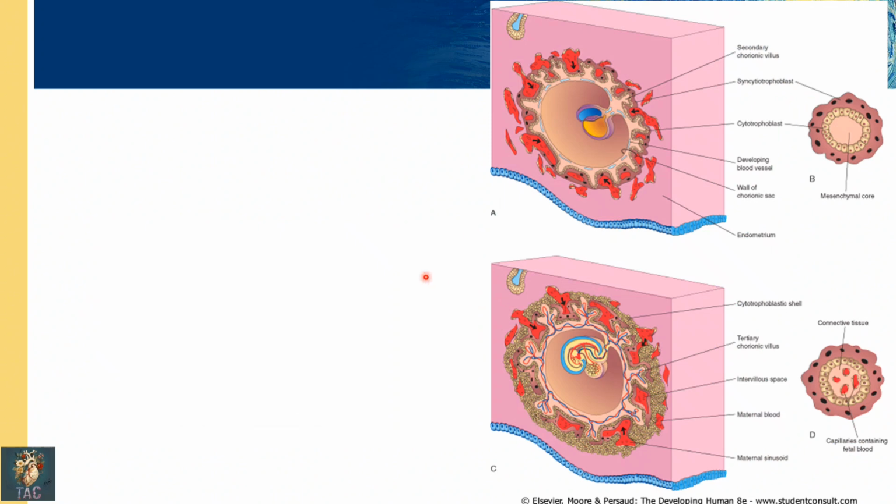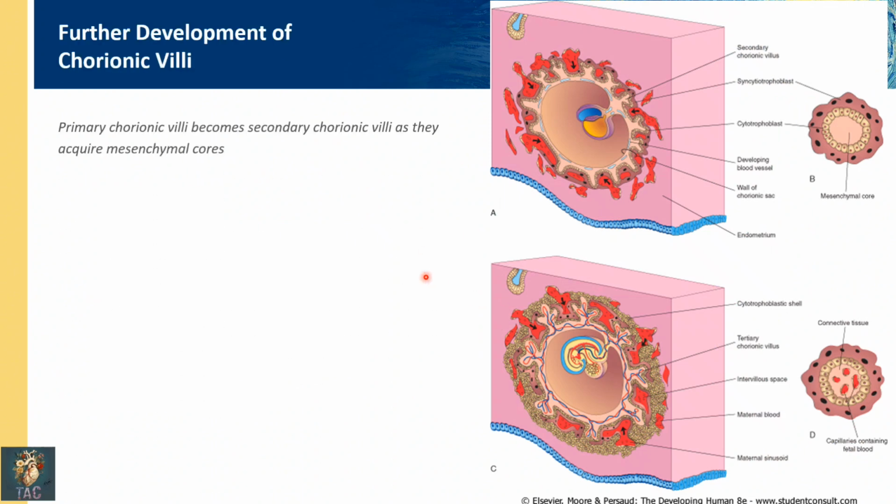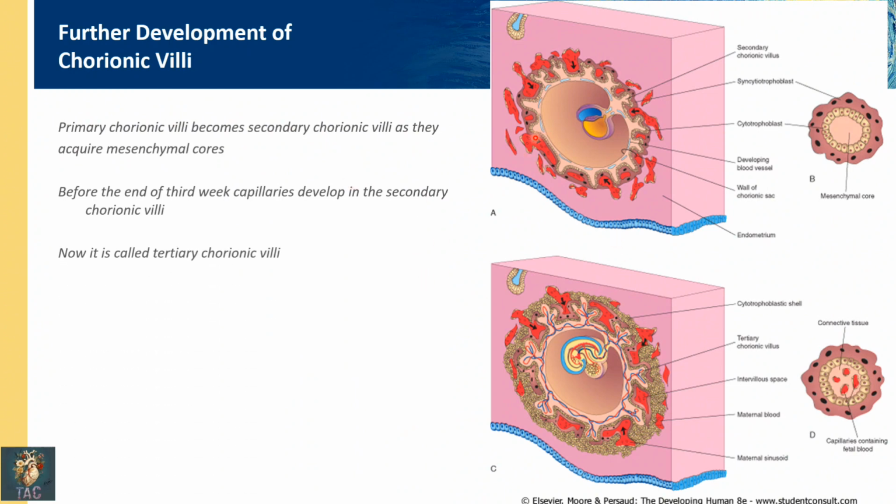So now we are discussing the last topic of today's class, that is the formation of the chorionic villus system. First the primary villi are formed. These primary villi are formed of cytotrophoblast simply covered by syncytiotrophoblast. When they acquire a mesodermal core, they form the secondary villi. So primary chorionic villi become secondary as they acquire the mesenchymal core, and when blood vessels form in this core, they are given the name tertiary villus. So before the end of the third week, capillaries develop in the secondary villus, and now it is called the tertiary villus.